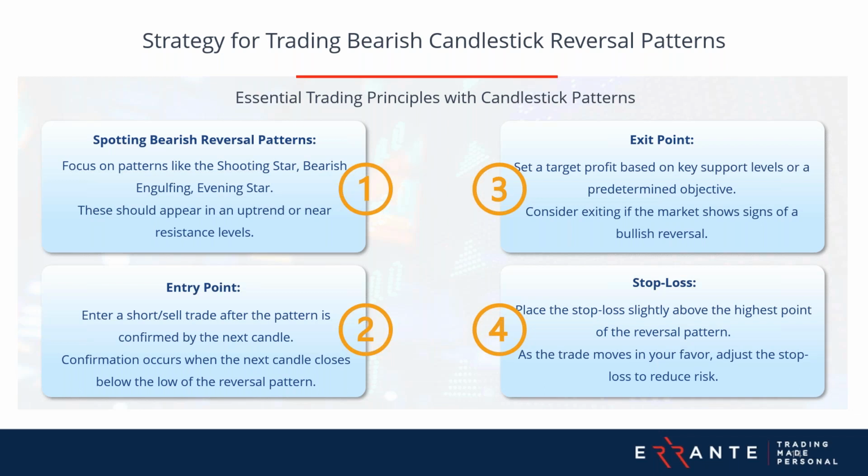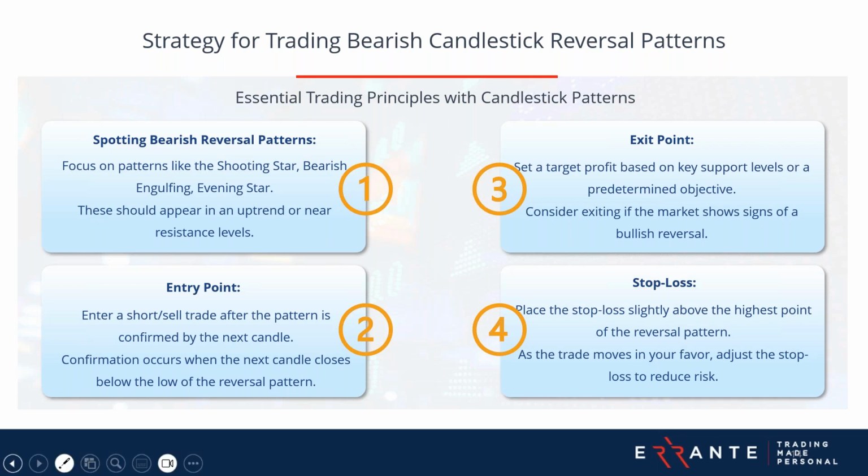Developing a strategy for bearish candlestick reversal patterns is crucial for forex traders. We can trade both sides of the markets. Firstly, it's important, again, to accurately identify bearish reversal patterns. Key patterns include the shooting star, bearish engulfing, and evening star or 3 candles down. These patterns are most significant when they appear during an uptrend or during a downtrend near resistance levels, as they signal a potential shift in market momentum.